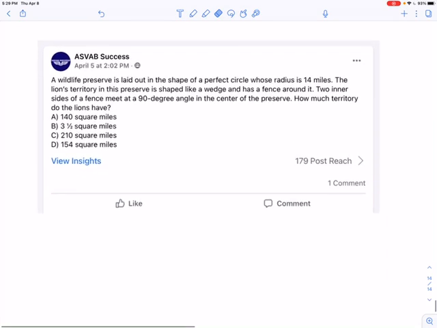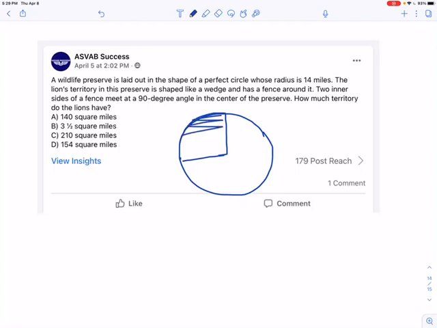So the question says, a wildlife preserve is laid out in the shape of a perfect circle whose radius is 14 miles. The lion's territory in this preserve is shaped like a wedge and has a fence around it. Two inner sides of the fence meet at a 90-degree angle in the center of the preserve. So this is the preserve. Let's try it out because I like visuals. The fences meet in a 90-degree angle, and there's a fence around it, like this. So this is the space right here. How much territory do the lions have?